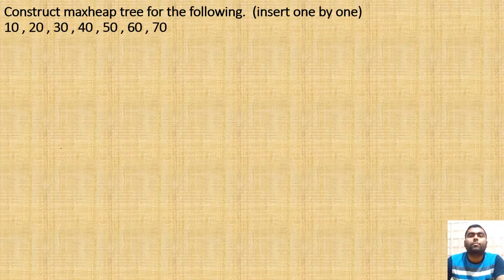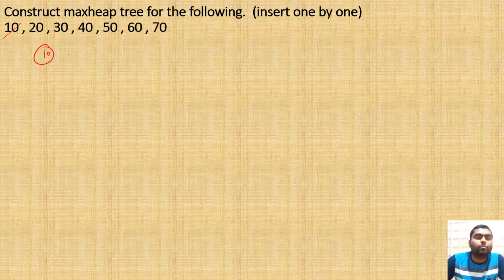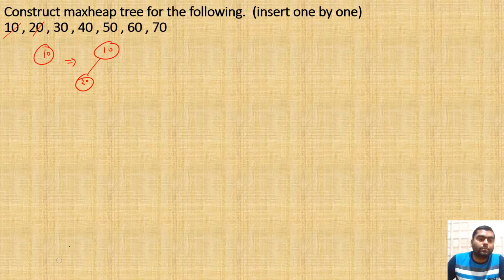Now construct one more max heap, inserting one by one, so that it is clear to you. So the first value to be inserted is what? 10. So 10, no problem. After 10, the next value is what? 20. So there is a change. What is the change? The problem is at this particular point. So this is having a problem, because it violates the max heap property.